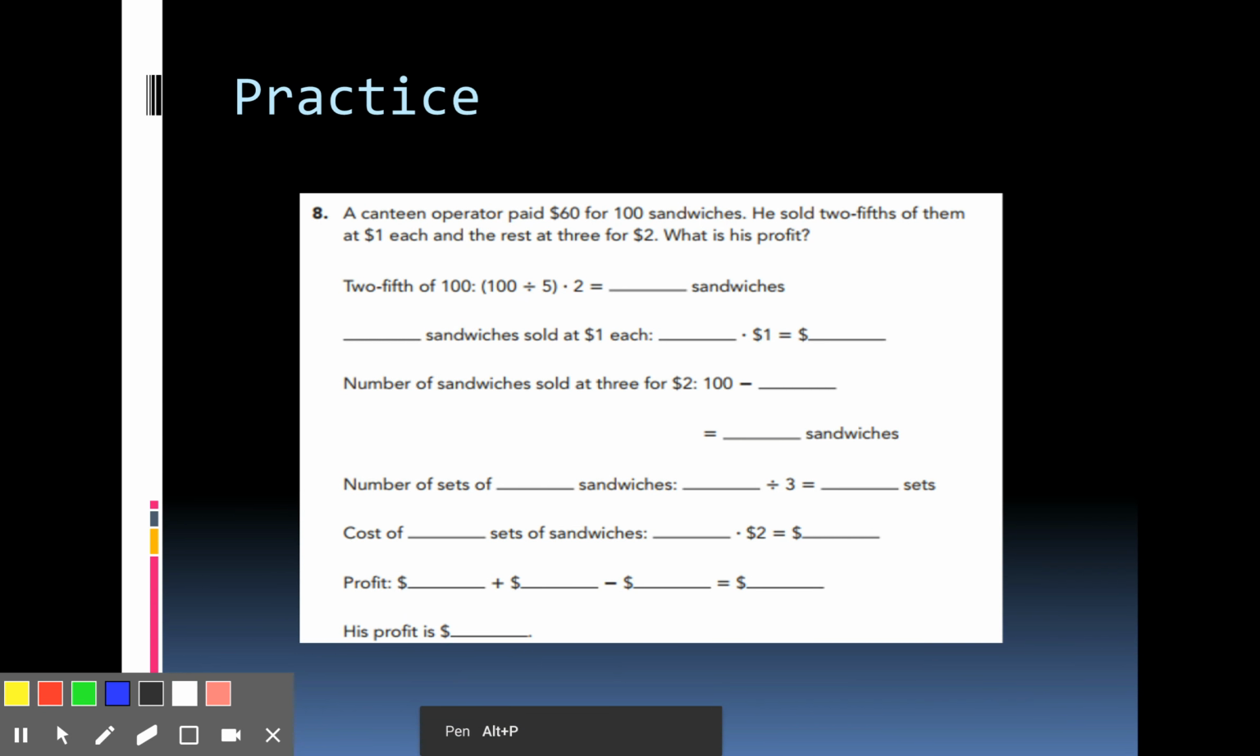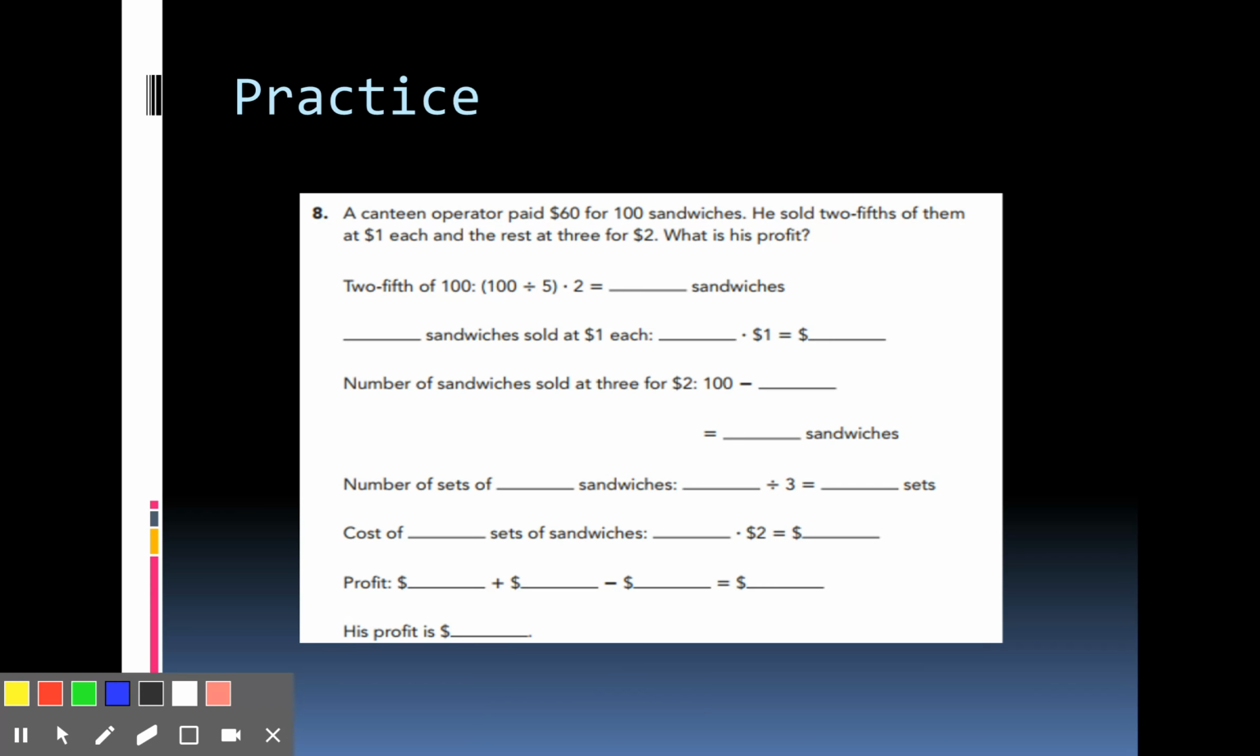Now we can practice using a real world example. A canteen operator paid $60 for 100 sandwiches, and he sold 2/5 of them at $1 each, and the rest at 3 for $2. What is his profit? Sounds like a very complicated question, but they're breaking it down for us.